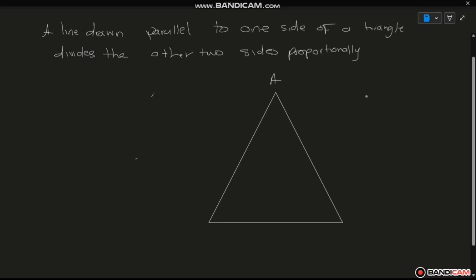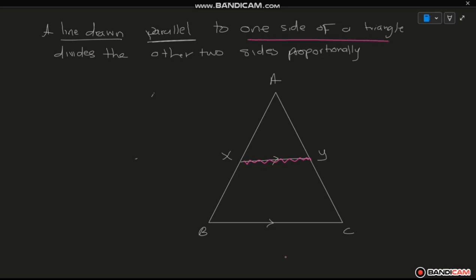Okay, so here we have triangle ABC. Then there's a line that is drawn here. This line is parallel to one side of the triangle. Then we have XY. So XY here is a line that is drawn parallel to one side of the triangle, which is BC.